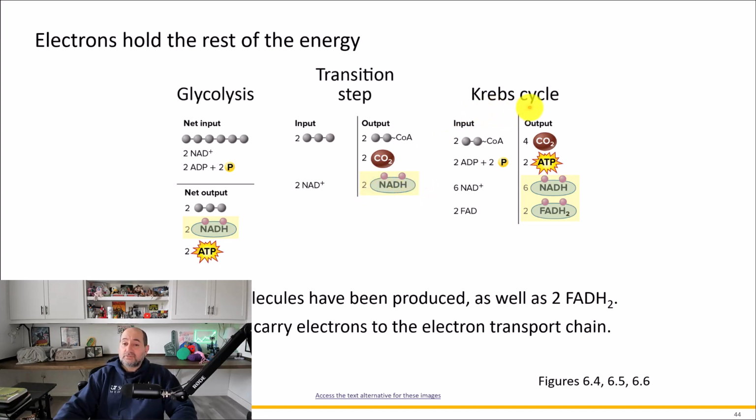In the Krebs cycle, which we just covered, you had 6 NADHs and 2 FADH2s that formed. Well, guess what? All of these NADHs and FADH2s are headed to the electron transport chain. In fact, that's what powers the electron transport chain to give us the rest of the important ATP molecules that we need during cellular respiration. So let me show you how that works.